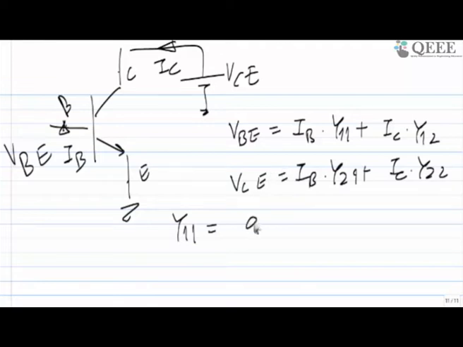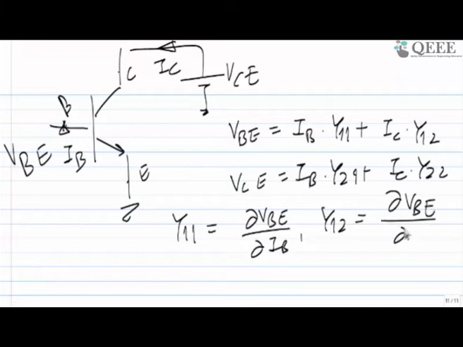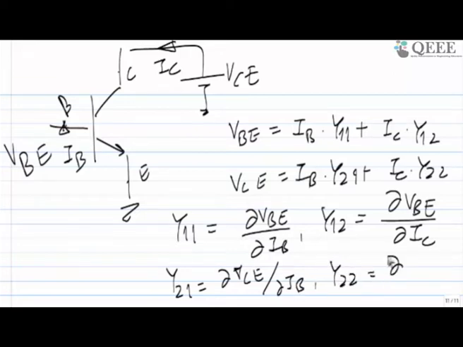Y11 is equal to del VB by del IB. Y12 is equal to del VB by del IC, and Y21 is equal to del VC by del IB, and Y22 is equal to del VC by del IC.